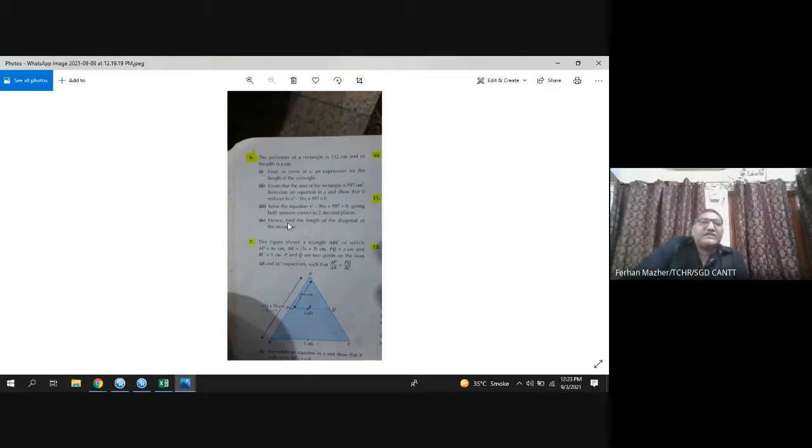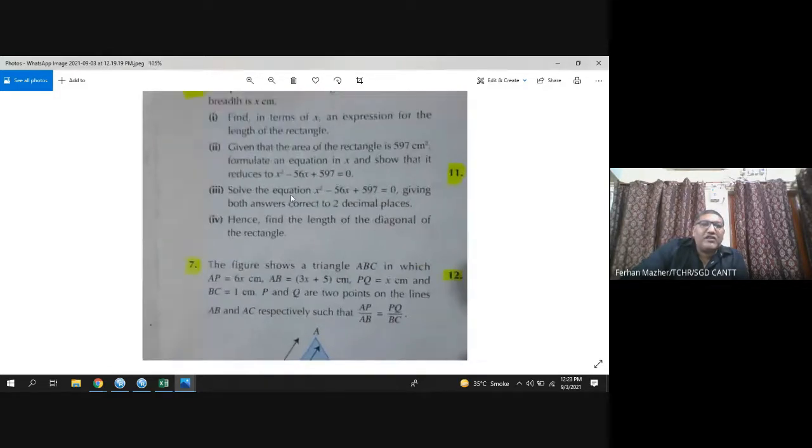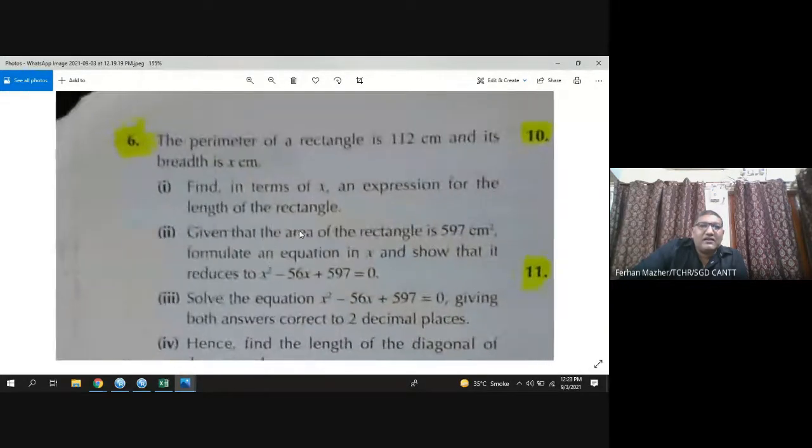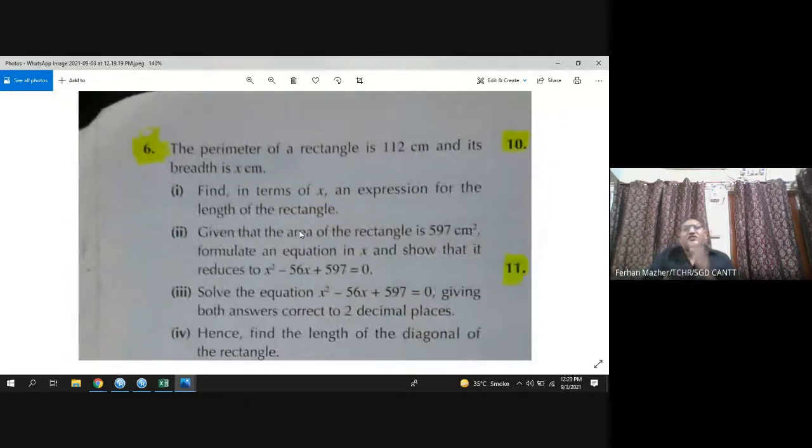The first story sum in the exercise 1D related to the quadratic equation is showing up on your screen. Hopefully you can see that. It says the perimeter of a rectangle is 112 centimeters and its breadth is x centimeters. The first question is: find in terms of x an expression for the length of the rectangle, given that the area of the rectangle is 597 centimeters square.